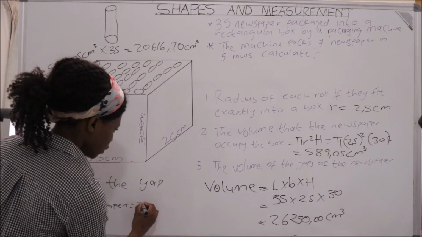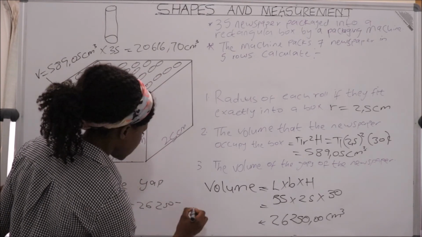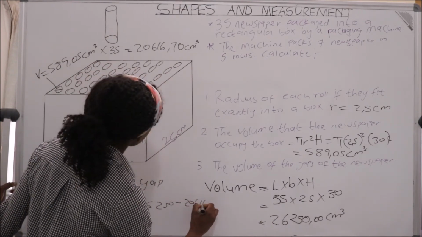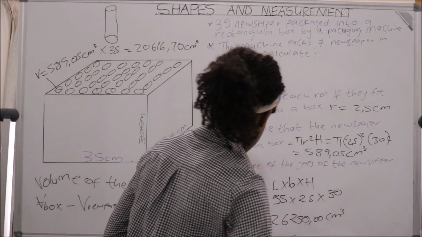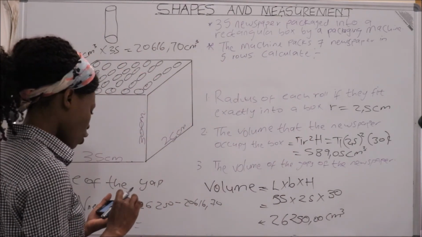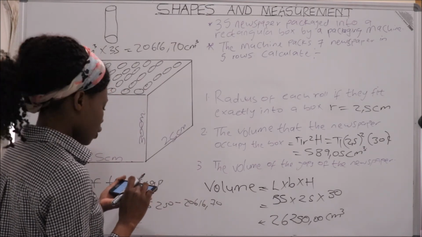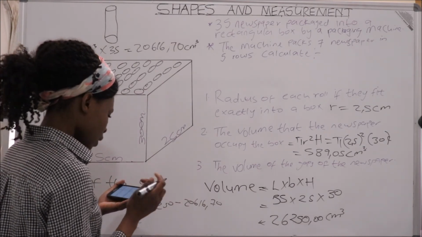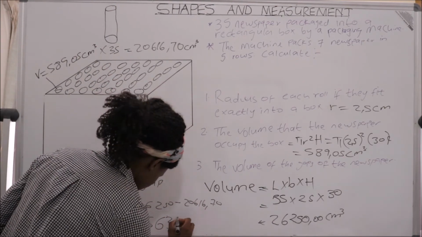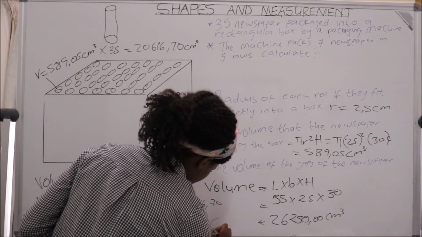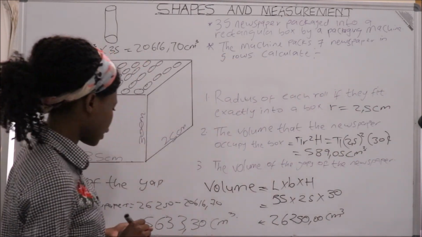Okay, that will be 26,250 minus 20,616.70. The difference between these two will give us the volume of the gap. So the volume of the gap is actually 5,633.30 cubic centimeters. That is the volume of the gap of the newspaper rolls.